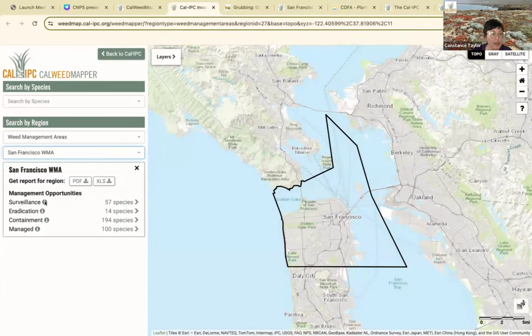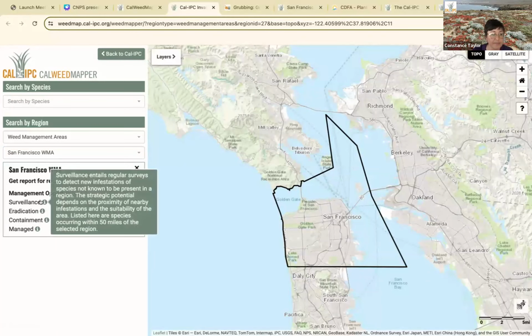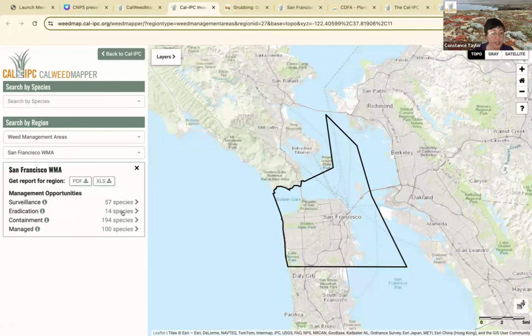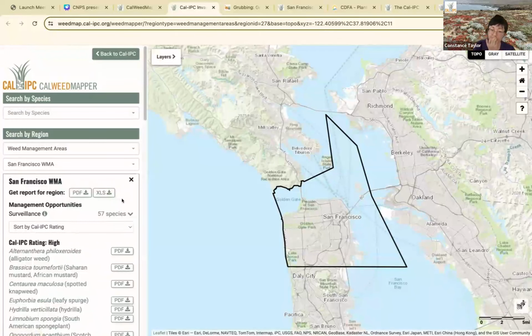And you can see here, there's a number of different plants that are listed. So 57 species for surveillance, etc. And you can get the entire report for the region as well if you just click on this PDF link or the Excel link. What does surveillance mean? Surveillance entails regular surveys to detect new infestations of species not known to be present in a region. So this can be a great place to look for different plants. What should folks be keeping their eyes out for? And you can look here, 57 species.